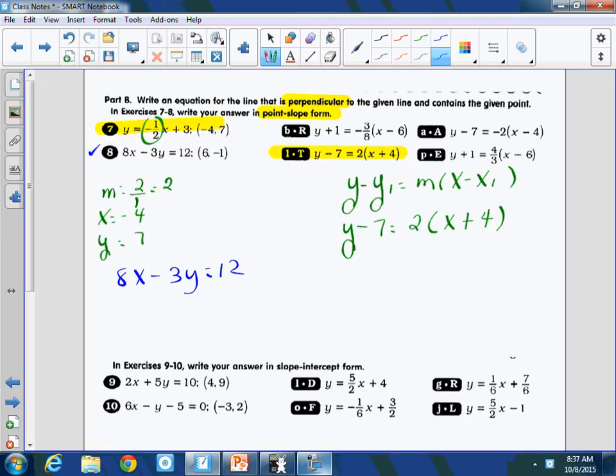The slope is always a number that's the coefficient of the x. What do I mean by coefficient? The number that's adjacent to that x. Very good. Great use of vocabulary. So I'm going to say minus 8x minus 8x. And you get that negative 3y equals negative 8x plus 12. Okay? And now I'm going to divide by negative 3.